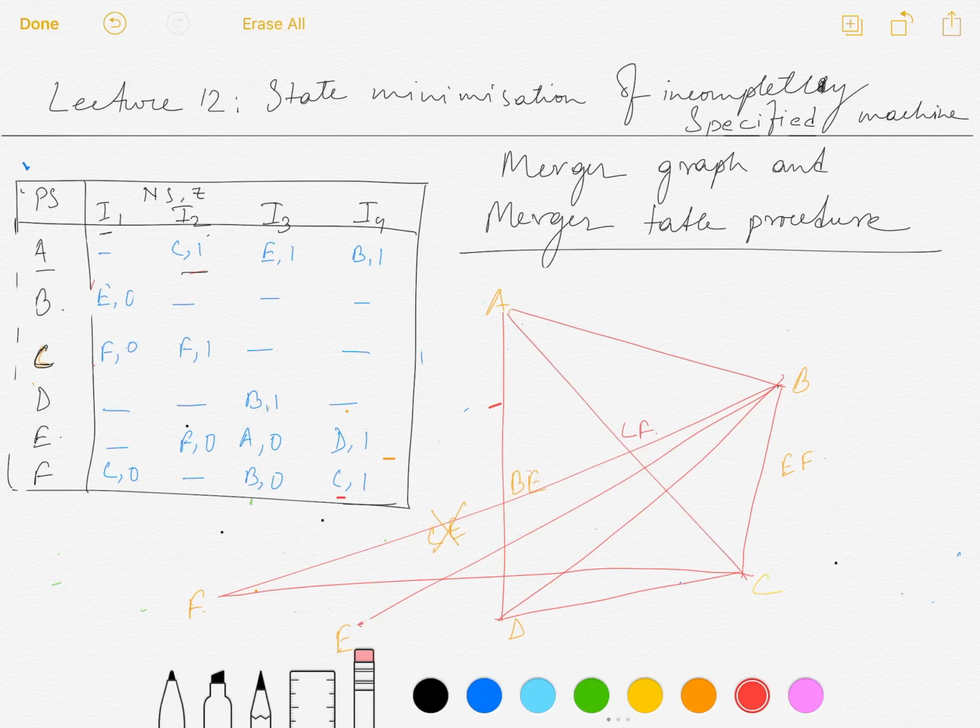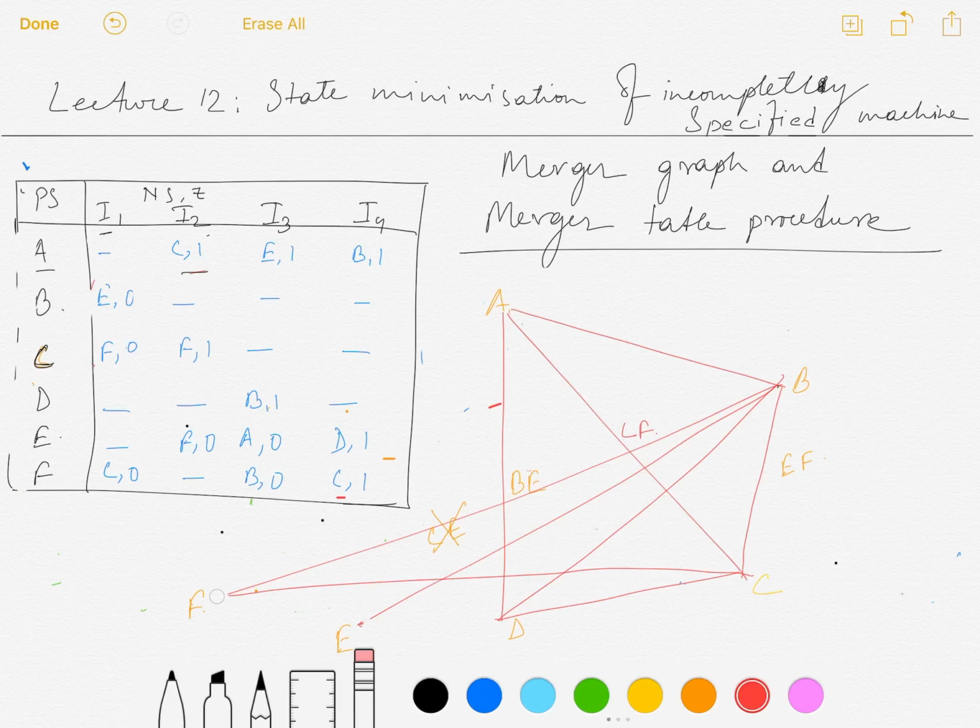Now, let us check for EF. For EF, I1, I2 outputs are same, for I3, I4 also outputs are same, but I3 and I4 have one implied pair, that is AB and CD. Now, AB is already compatible because there is a straight line between A and B, and CD is also compatible because there is a straight line between them. So, we can say that EF is compatible as its implied pairs AB and CD are compatible.